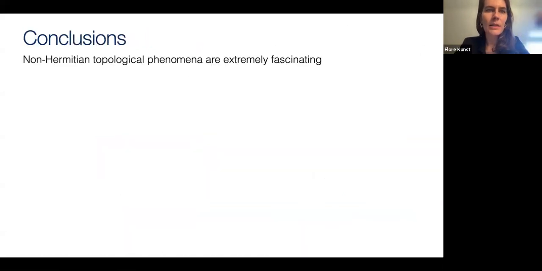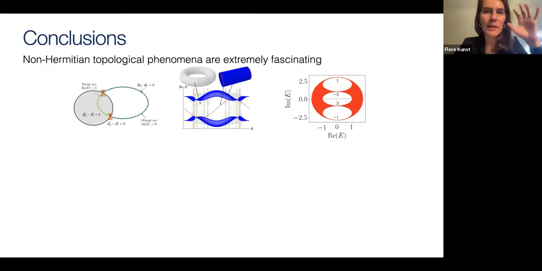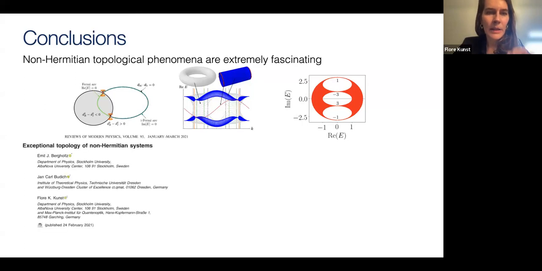So with that, I would like to conclude. I hope I've convinced you that non-Hermitian topology is extremely fascinating. I showed you several examples: Fermi arcs, exceptional points, bulk boundary correspondence, and also non-dissipative analogs of Hermitian boundary physics. Here's again the review paper that I mentioned already in the beginning.